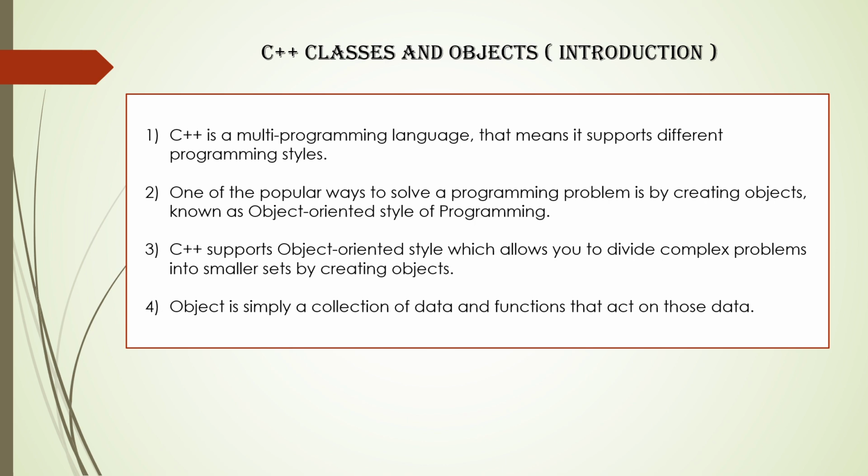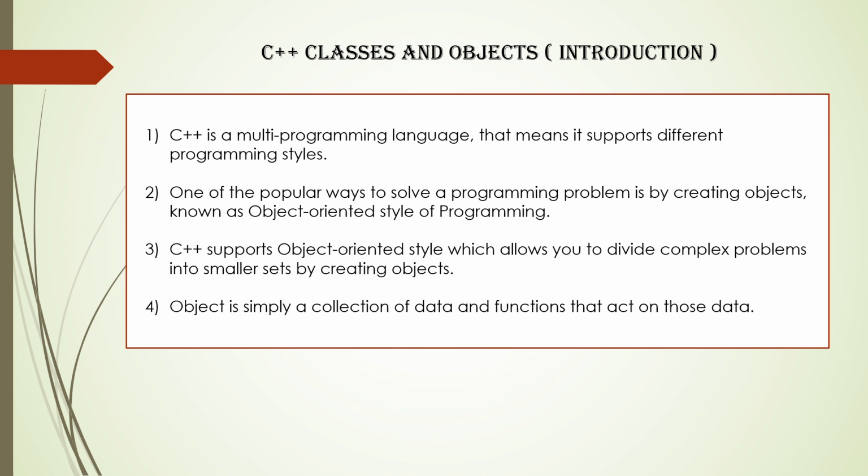See, C++ is a multi-paradigm programming language. That means it supports different programming styles. One of the popular ways to solve a programming problem is by creating objects, and that is known as the object-oriented style of programming. C++ supports the object-oriented style, which allows you to divide a complex problem into smaller sets by creating objects. An object is simply a collection of data and functions that act on that data. So let us get a clear idea of what it is.